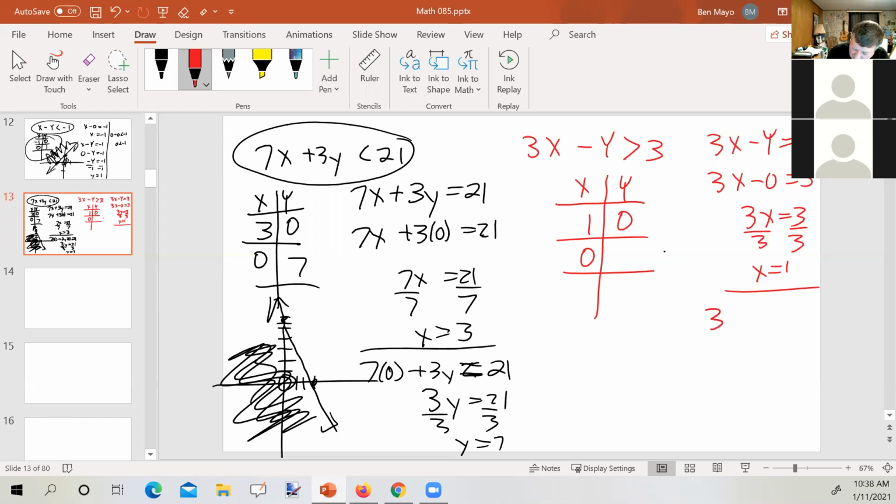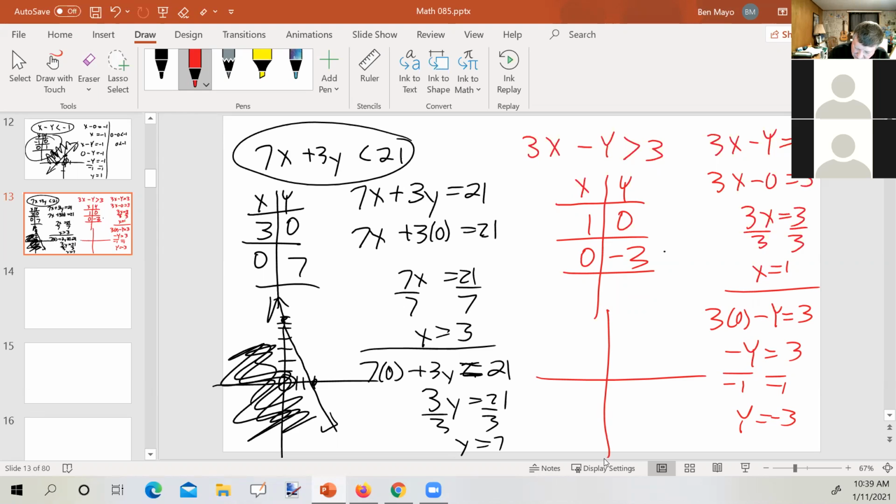If x is 0, we get 3 times 0 minus y equals 3. Negative y equals 3. Divide both sides by -1, and y equals -3. Again, I'll draw a rough sketch. 1, 0, 0, -3. So 0, 0, again, is not on the line.